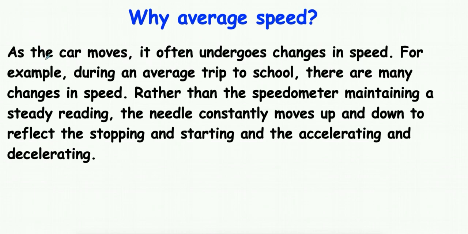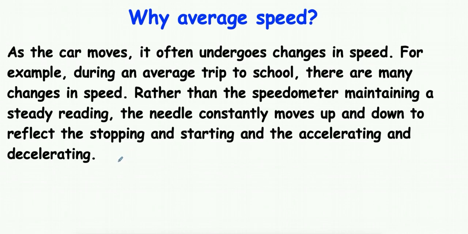So kind of read through this. As the car moves, it often undergoes change in speed. So that would be like if you're driving on the interstate, you don't go 75 miles an hour perfectly all the time. Kind of slow down, speed up. Okay? So during an average trip to school, there are many changes in speed. Rather than the speedometer maintaining a steady reading, the needle constantly moves up and down to reflect the stopping and starting and accelerating and decelerating.